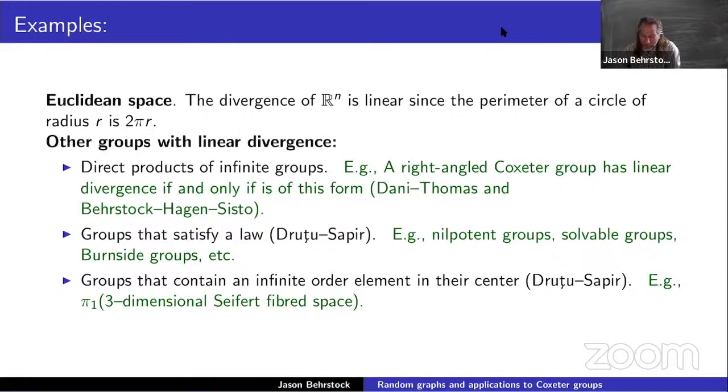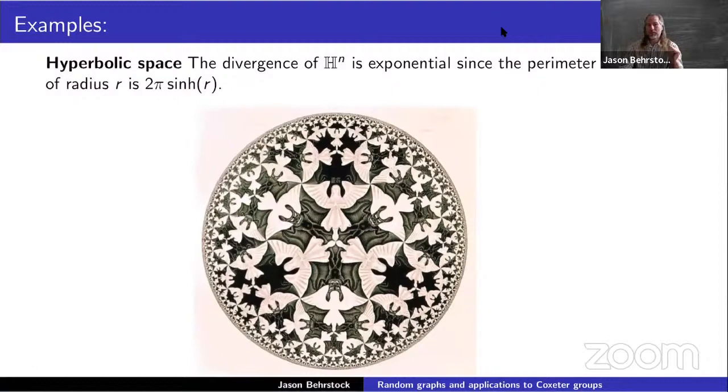But now let's think about something a little bit different, which is hyperbolic space. So we saw a bunch of nice hyperbolic pictures in the last one. This is Escher's famous Circle Limit picture, which is really a picture of the Poincaré hyperbolic plane. And it turns out that divergence in the hyperbolic plane is exponential because the perimeter of a circle of radius r is hyperbolic sine. So here's a family of pictures that illustrates this.